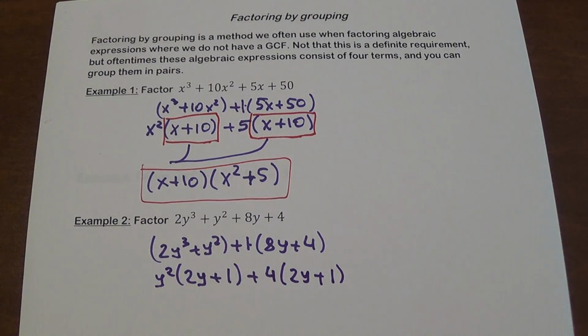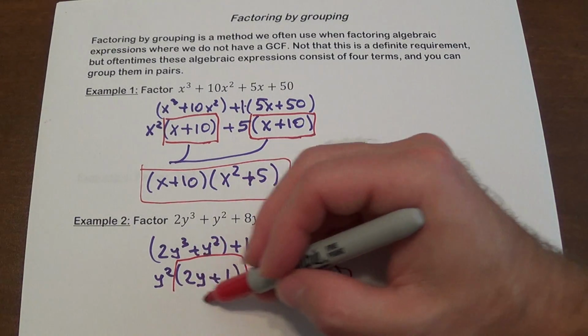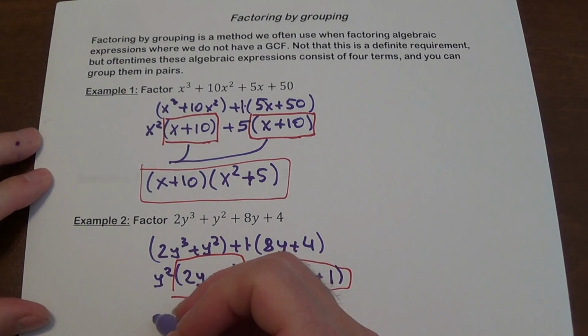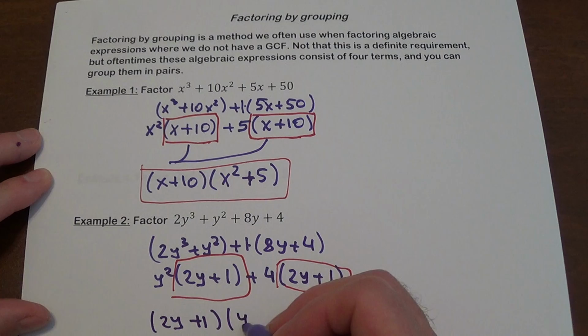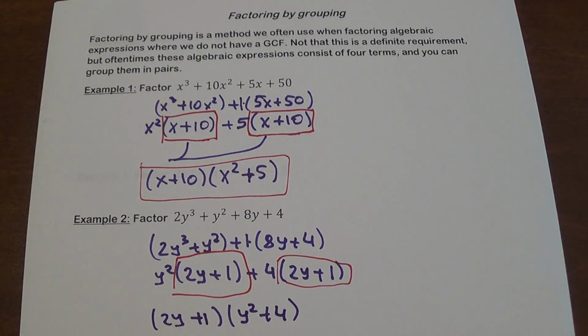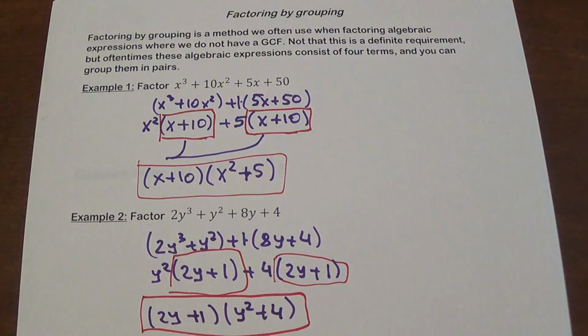See again, we have a common factor here of 2y plus 1, which can be taken out as a common factor. So we do that, 2y plus 1, and that's going to leave you with y squared plus 4. How do you verify if this is correct? All you need to do is FOIL it. And if you get the same exact polynomial that we started with, then you did it right.